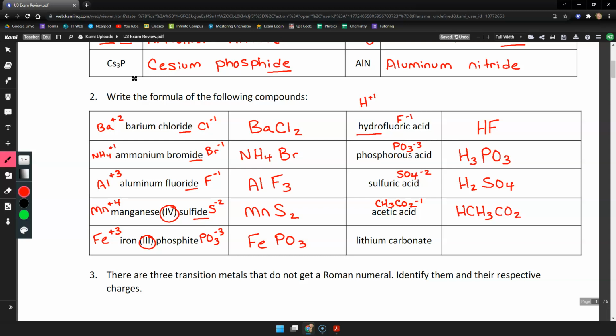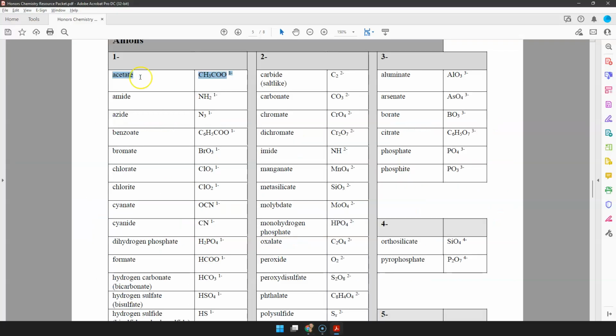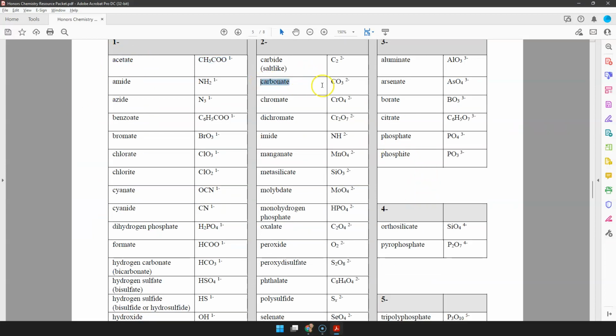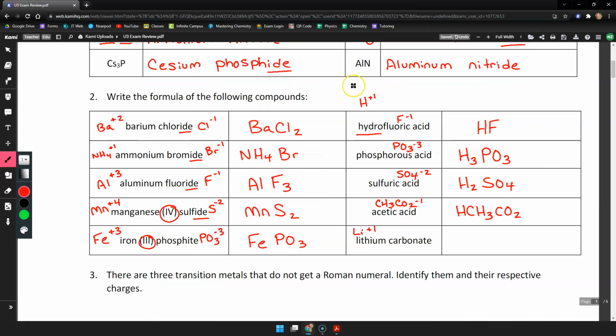Okay, lithium carbonate. Lithium is Li with a +1 charge. Carbonate is not carbon. We have to go to our table here. Okay, so carbonate is right here, CO3 with the -2 charge. Since it's a -2 and lithium's a +1, I'm going to need 2 lithiums. So it'll be Li2CO3. So that's lithium carbonate.